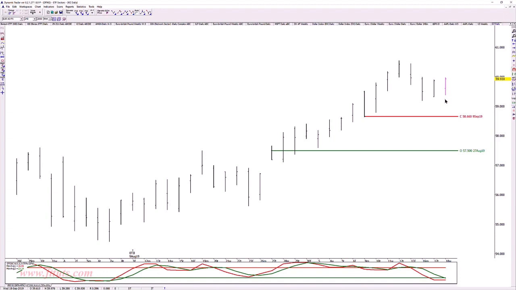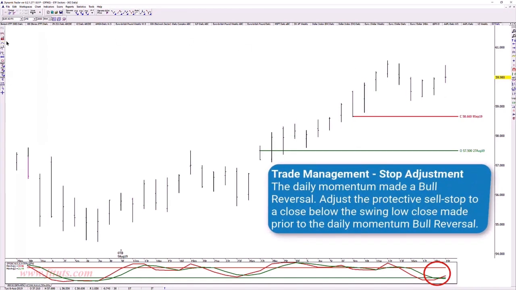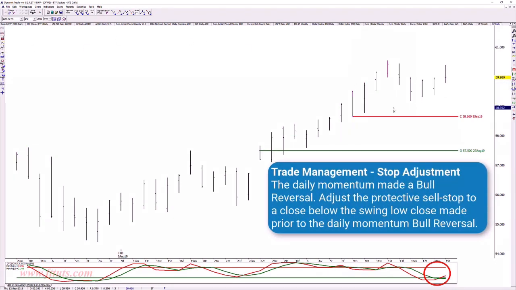So as of the last bar in the chart, the daily momentum has reached oversold. Now, that's not an event to take action yet, but if it does make a bull reversal, then we're going to adjust our stop to the swing low made prior to the bull reversal. As of that bar, it made the bull reversal. Here's our stop adjustment. Pretty logical. Close below that closing swing low.